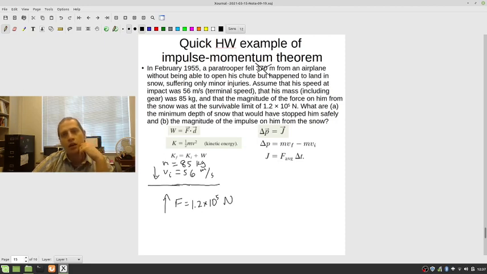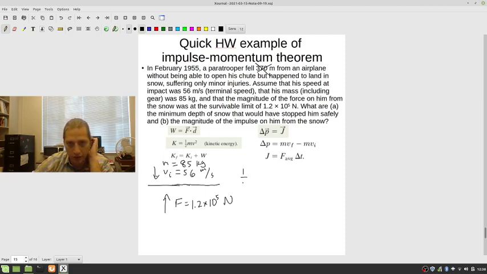Okay, it asks, what are the minimum depth of snow that would have stopped him safely and the magnitude of the impulse on him from the snow? Now, this looks like a problem that I could really do best with my old kinetic energy types of methods. I know how to do this from our last lesson, right? This is going to be doing negative work on him because it's pushing opposite the direction that he's going.